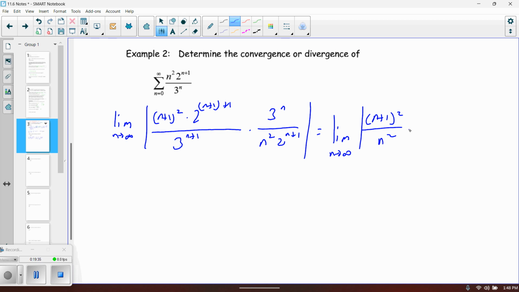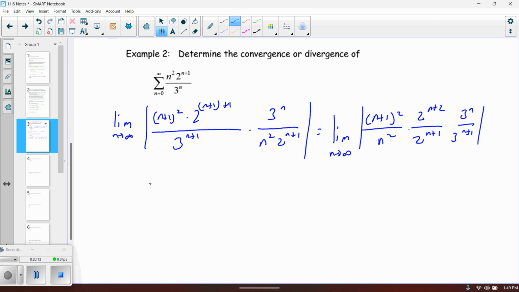I'll reorder, so I've got a 2 to the n plus 2 on top, and I've got a 2 to the n plus 1 in the denominator. And then my last one, I've got a 3 to the n on top and a 3 to the n plus 1 in the denominator. That actually looks like a 3 and not a B. There we go. All right, the n plus 1 quantity squared over n squared, you can't really simplify that one. The 2 to the n plus 2 over 2 to the n plus 1, again, subtracting the exponents, the n's are going to subtract out, and then 2 minus 1 is going to give you 1.